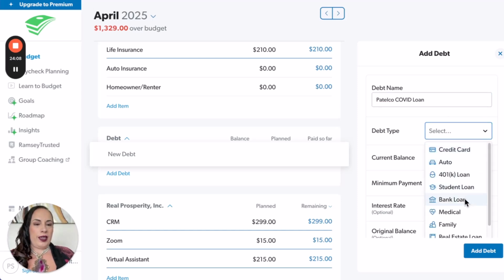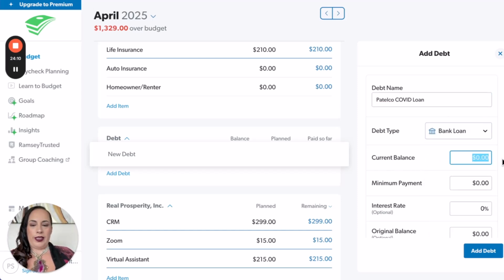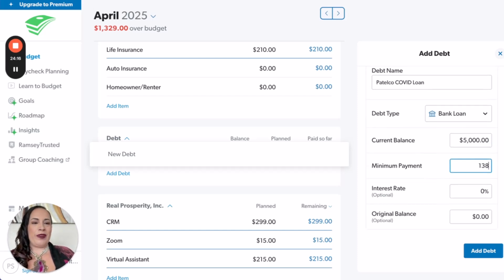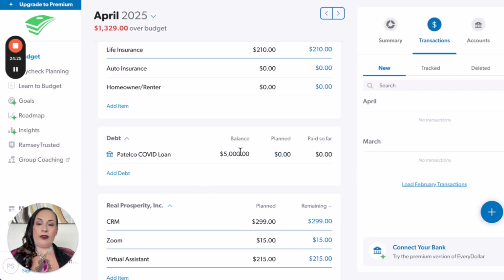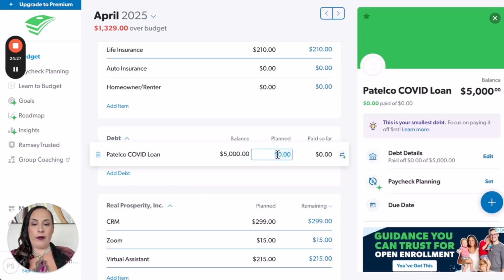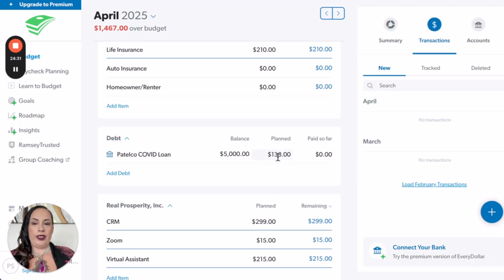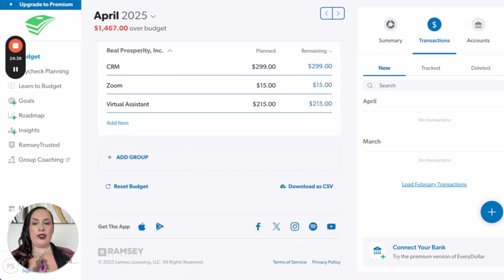This is a bank loan. The balance was like $5,000. The minimum payment was $138. Wow. I'm surprised I remember that amount. Interest rate was 0, and the original balance was $5,000, and then you can just add it. And then you can track paying it down, which is pretty cool. So if I want to put the $138 there, then that's how you would account for that. So once you have everything in here, then you can actually track it as you go.